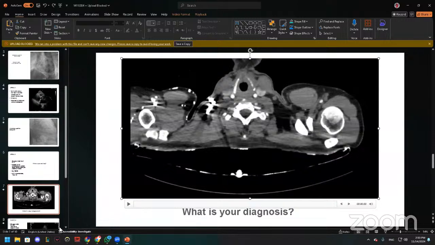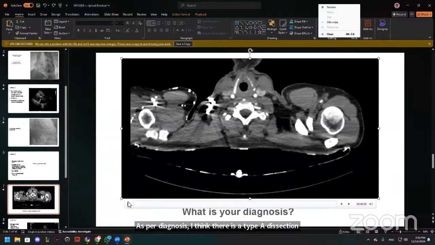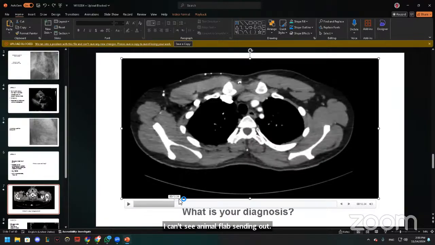Okay, doctor, what did you think? Did you pick up the diagnosis? Yeah, if you actually want me to give just a spot diagnosis, I think there is type A dissection. Excellent. I can see an intimal flap in the ascending aorta. Okay. Now, after the spot diagnosis, since you picked that up, we'll ask you some other questions.